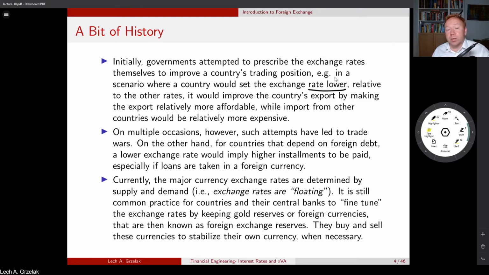Of course, the downside is that if a country is weak and issues debt in foreign currency, that may also be troublesome, because with a weak currency, much more currency is needed to pay debt in foreign currency. And this kind of lowering of the exchange rate, weakening the currency, would improve a country's export by making the export relatively more affordable, while imports from other countries would be more expensive.